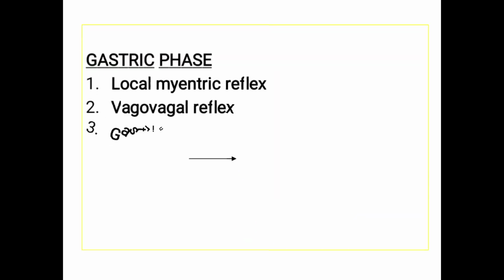The next one is the gastric phase. Here about 50% of the secretion takes place in this phase, whereas in the oral phase only 20 to 30% is secreted.